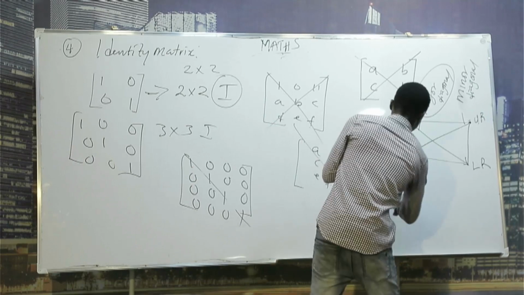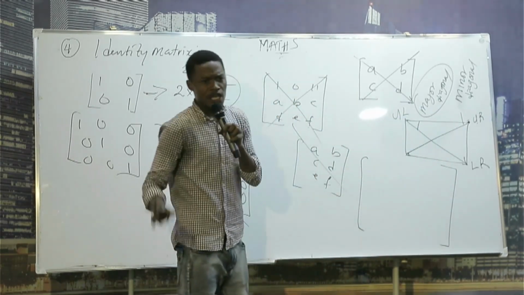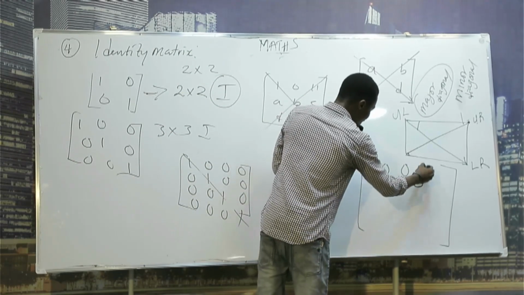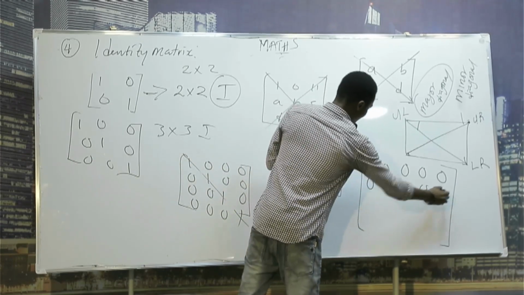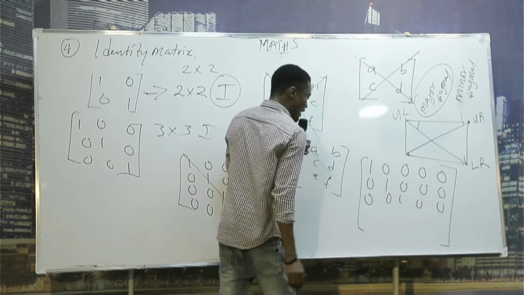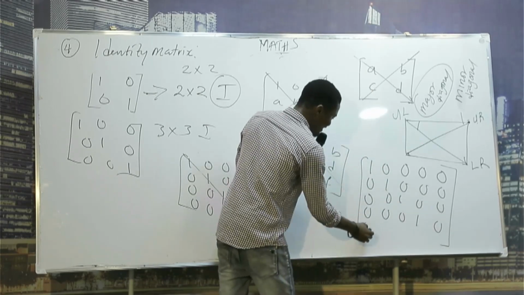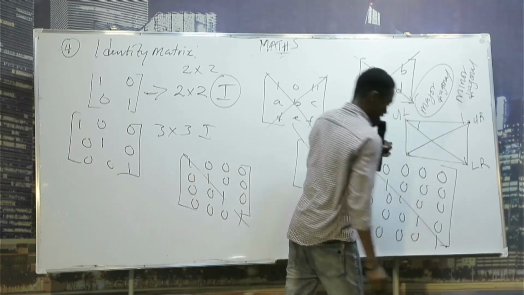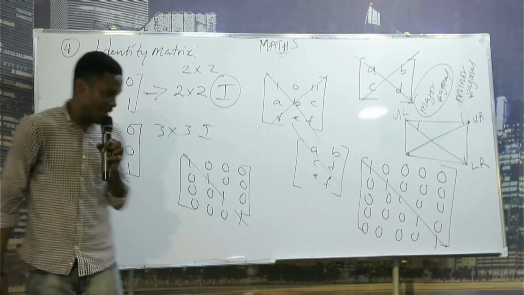Let's try one more. 5 by 5 identity. If you don't know it, shut up. If you know it, 1, 2, ready, go. 1, 0, 0, 0, 0. 0, 1, 0, 0, 0. 0, 0, 1, 0, 0. 0, 0, 0, 1, 0. 0, 0, 0, 0, 1. So that everything here is in the major diagonal. Then every other thing is 0. That is how you write identity matrices.